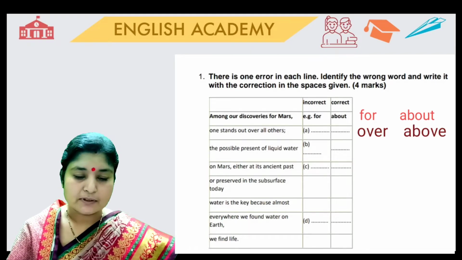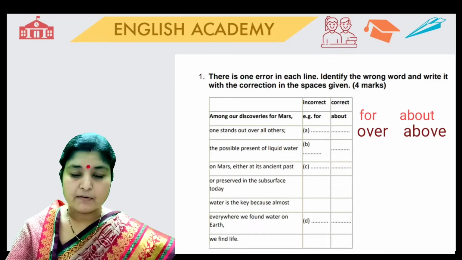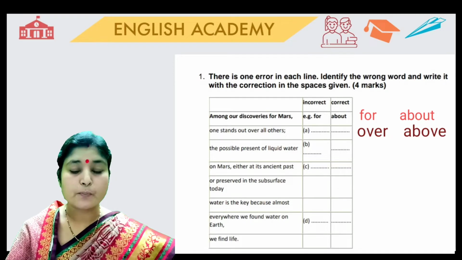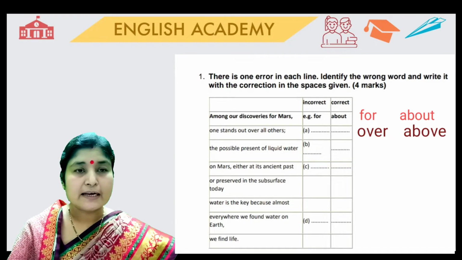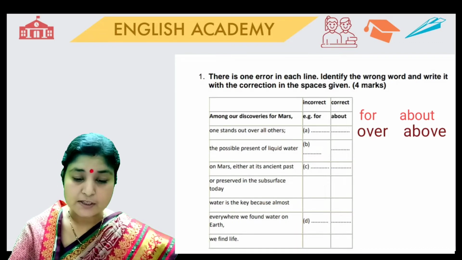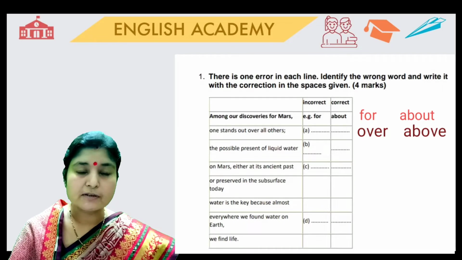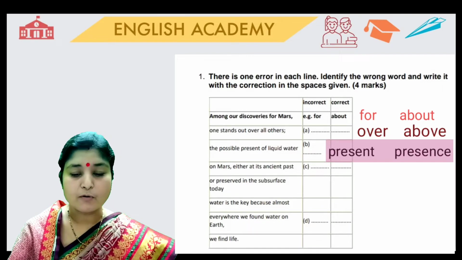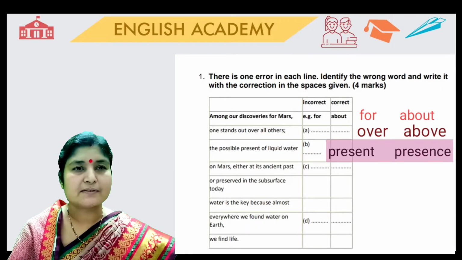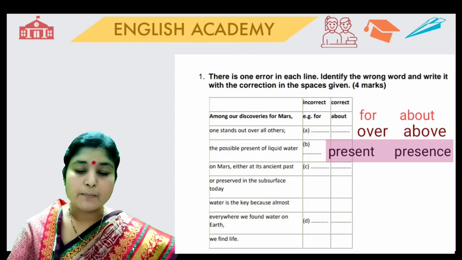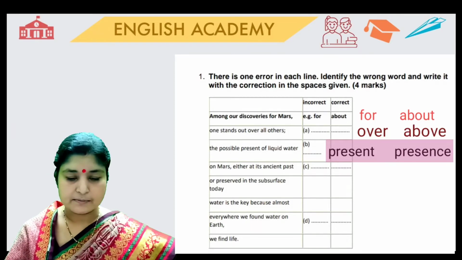Then the next one. The possible present of liquid water. Present is the verb, but in place of present, we have to use the noun here. And what is the noun of present? Presence. So, the possible presence of liquid water.